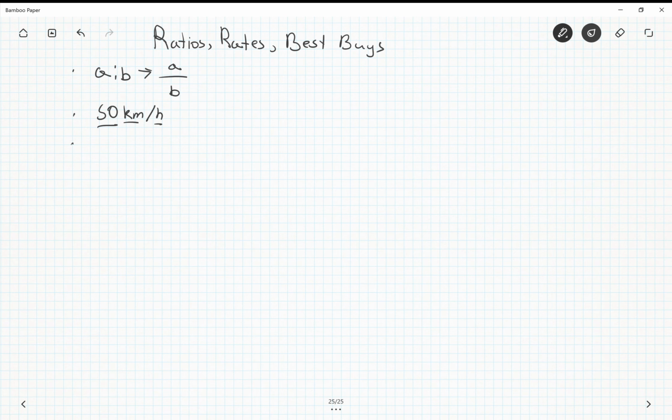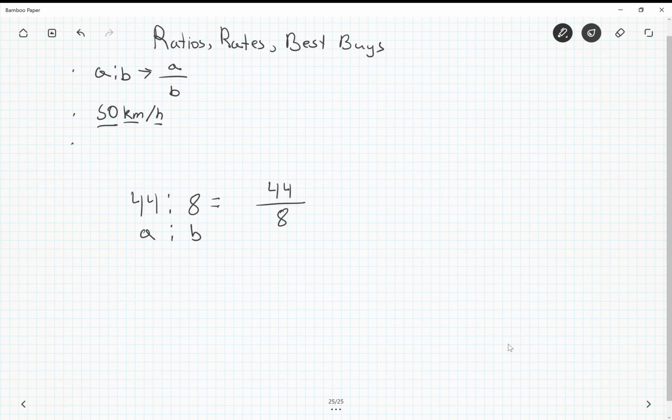At the start, I want to show you how to simplify ratios. So let's say we've got the question 44 to 8. Now, how do we simplify this? Well, first we need to find a common factor that both of these are divisible by. So we can easily put this in fraction form, and we can make this 44 over 8, since 44 is the A and 8 is B. So that would therefore be A over B.